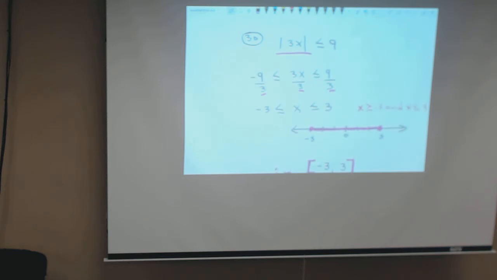Number 30. What's number 30 doing? The absolute value of 3x is less than 9. So then I put 3x right here. No, let's go back to blue. 3x right here, and 9, and negative 9. And then divide by 3, divide by 3, divide by 3, and I end up with this thing right here. Now that I have that, I can do my graph. A dot at negative 3, a dot at 3, and fill it in.